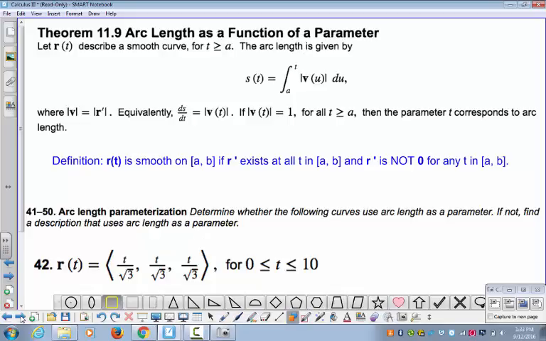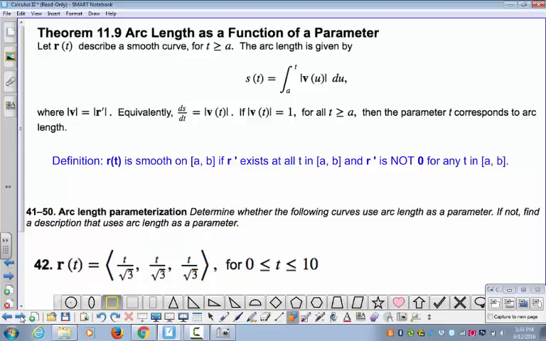So the question then is, if I've got a random parameter t, how can I force a curve to have an arc length parameterization? Here's how we do it. We're going to figure out the relationship between s and t. If we can figure that out, we can then replace the t with what it's equal to in terms of s. So we come up with a relationship between s and t, replace t with s, and then we'll have an arc length parameterization.